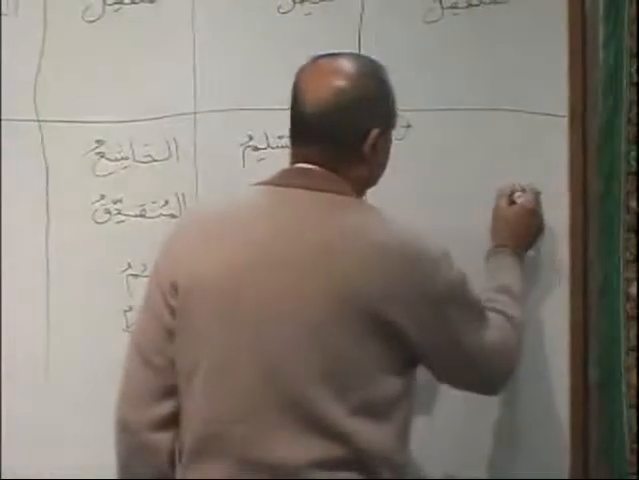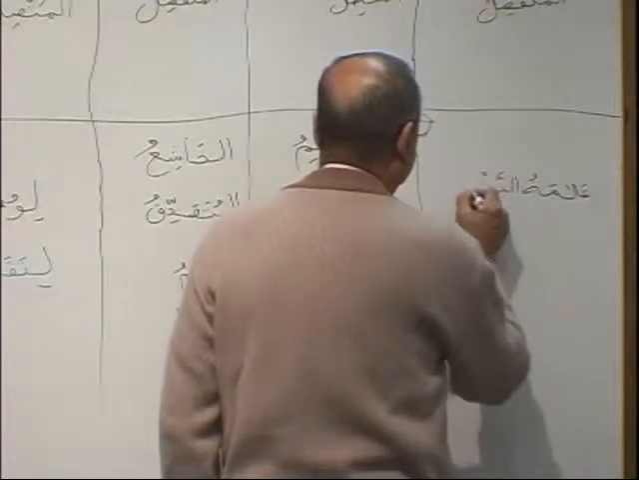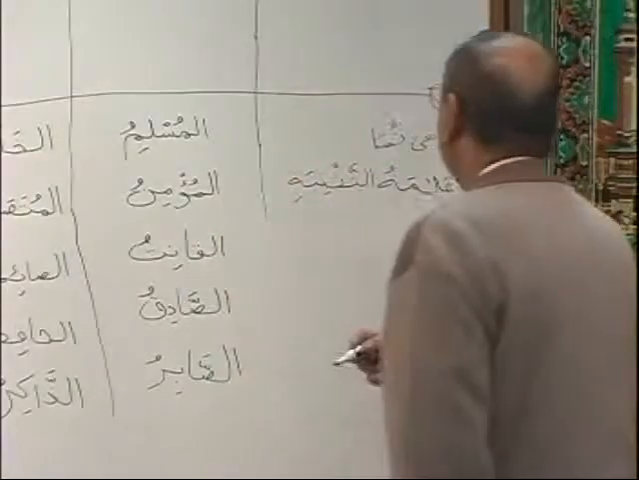Got the idea? So if I say zahabtu, where is the fa'il? Tu. If I say zahabtuma, where is the fa'il? Tu. Not the tuma. What is ma then? It is a sign of musanna. Alamatu tasniya. Maybe I should write it. Got the idea, brother? That is ma in tuma. Got the idea, brothers and sisters?